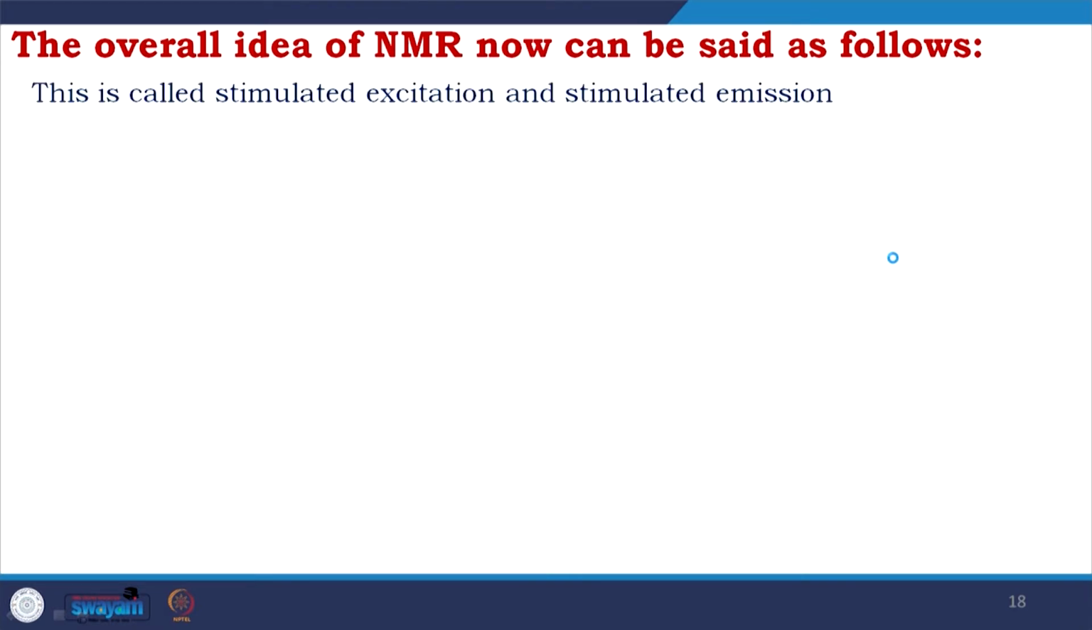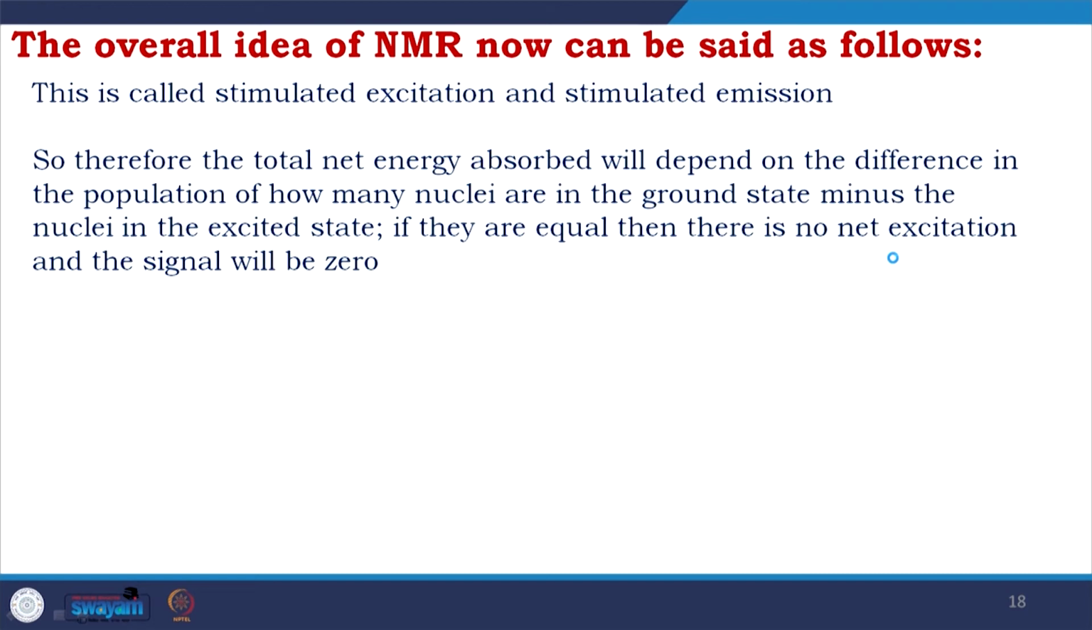This process is called stimulated excitation and stimulated emission. Therefore, the total net energy absorbed will depend on the difference in population, that is, how many nuclei are in the ground state minus the nuclei in the excited state. In case they are equal, there would be no net excitation and the signal would be 0. That means no energy would be absorbed.